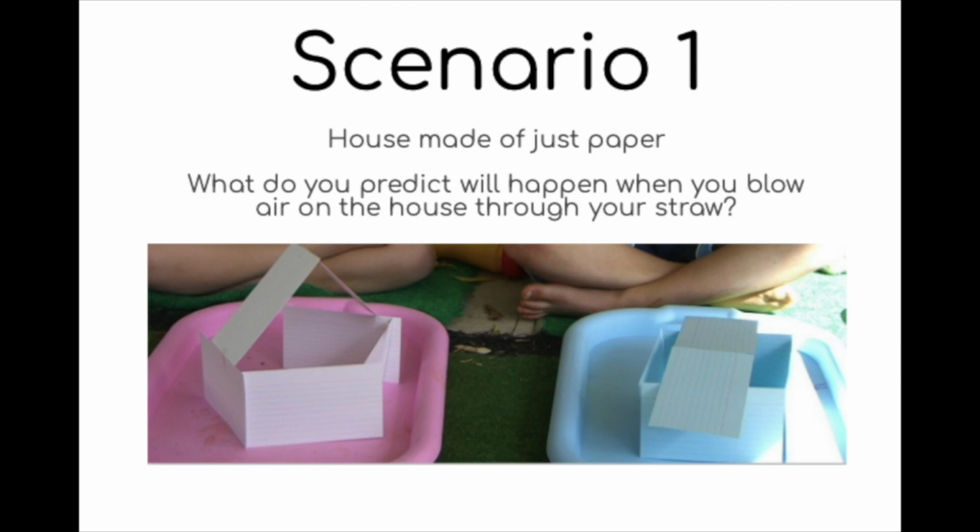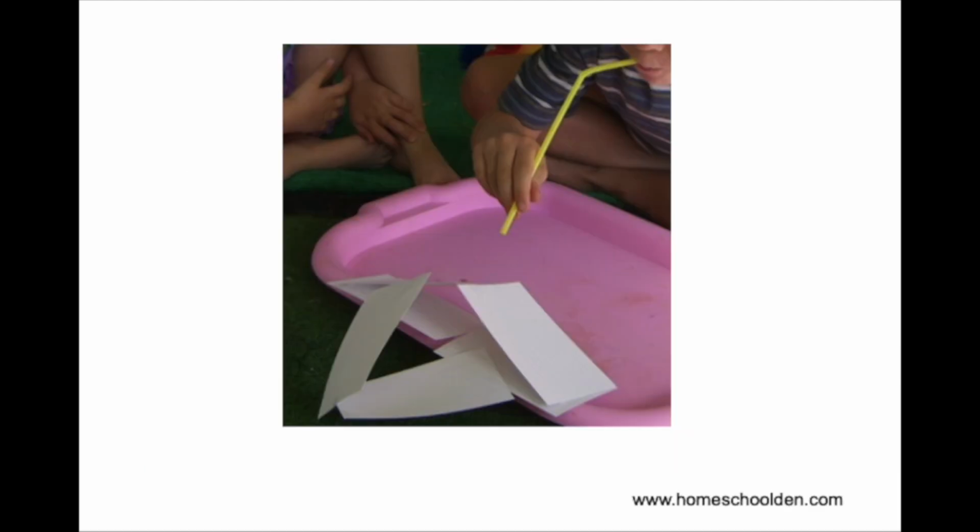For our first scenario, we are going to build a building or a house using just paper. That's it. Build a structure out of just paper. Once you are finished, you are going to use the straw to blow air onto the house or the building, simulating a meteorological hazard such as a tornado or a hurricane. What do you predict is going to happen when we blow air onto our paper structures? Most likely, you're right, the house or the building will fall over. So test that out and see what happens.